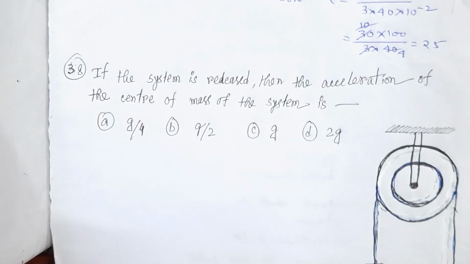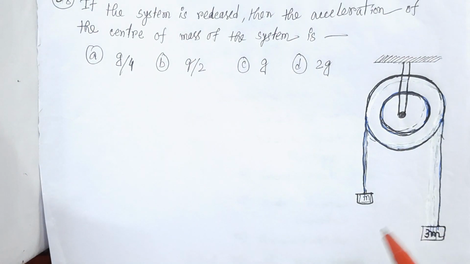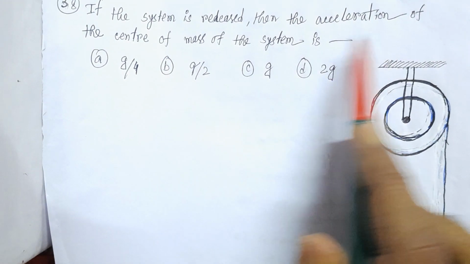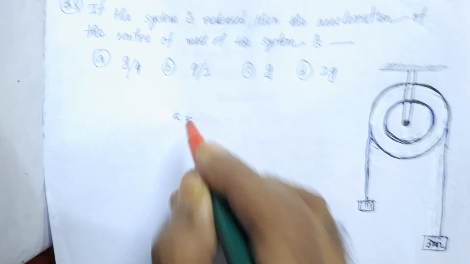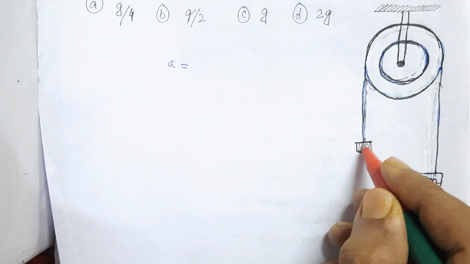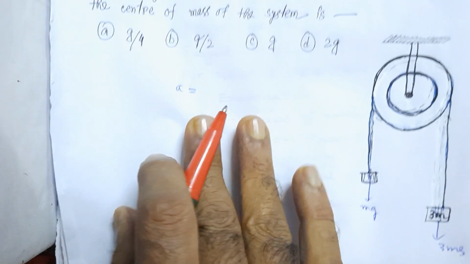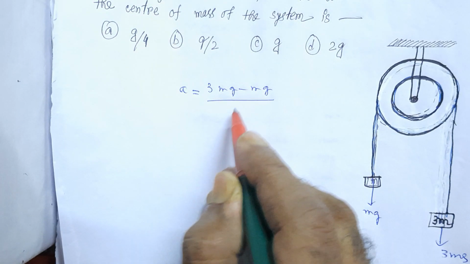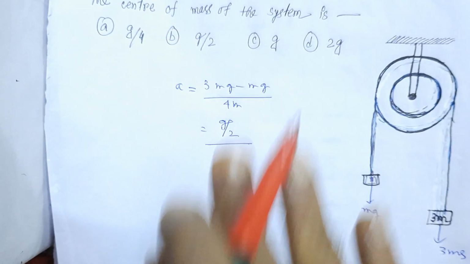Now let us consider question number 38. The system is released. Here is a pulley problem. There are two masses, m and 3m, hanging from both the parts, and now we have to calculate the acceleration of center of mass of the system. Now the acceleration of the system is actually, here the downward pull is 3mg and here the downward pull is mg. mg is actually acting against the direction of motion. So the acceleration of the system is 3mg minus mg by 3m plus m, which is 4m. So this is g by 2. Acceleration of the system is g by 2.